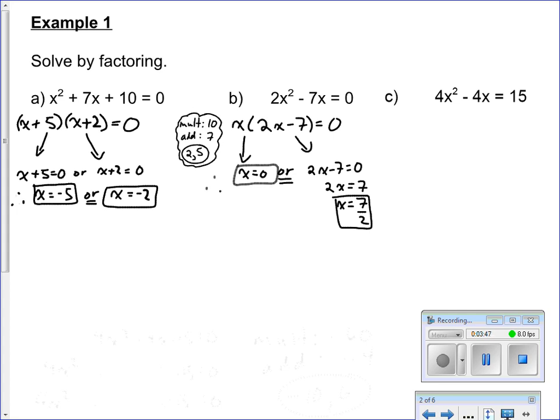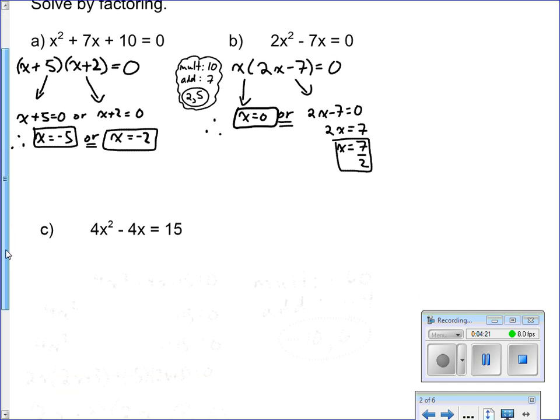Therefore, x is equal to 0 or x is equal to 7 over 2. Both of those x values, when we plug them into that equation, will create a situation where we have a 0 for that entire equation. So we basically balanced out the equation. Now, as for our next problem, there's not enough space here, so we're going to move our problem down here.